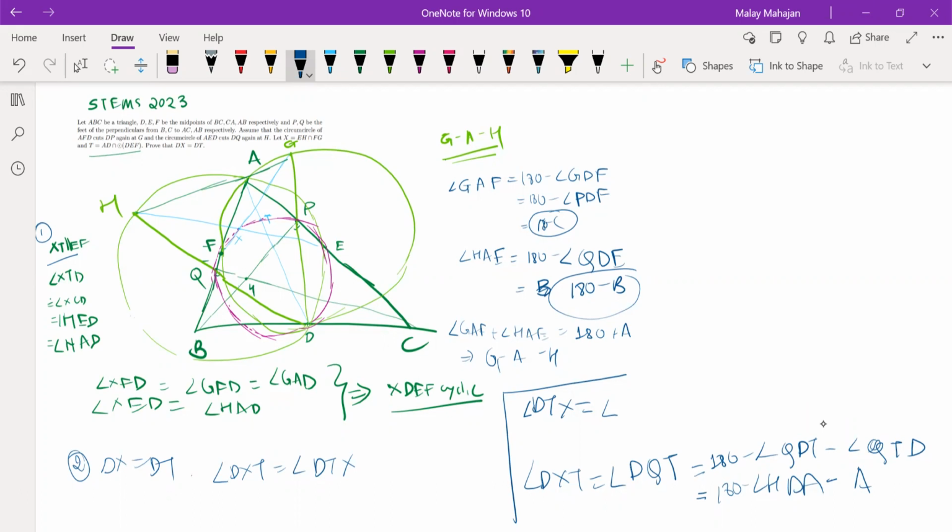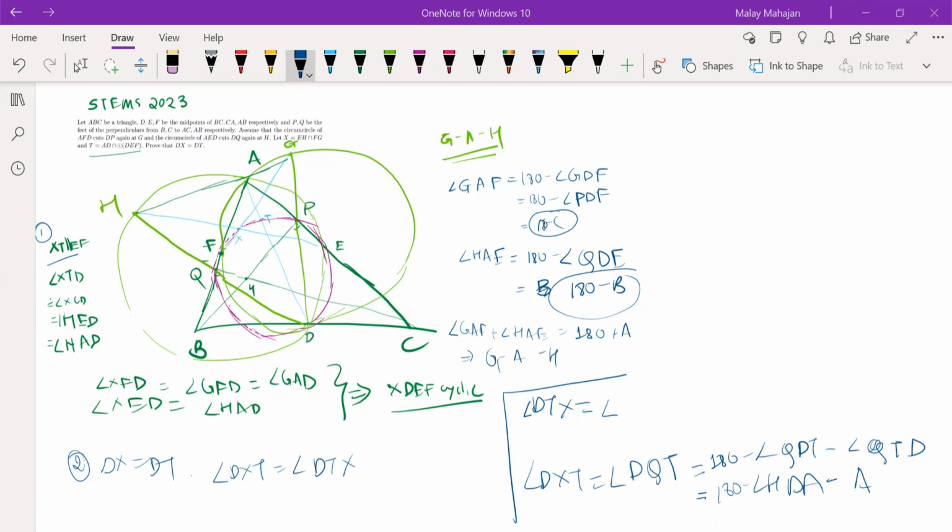Where's that? Wait, HDA. Did we mess up some 180 minus? We might have. Okay, let me check once. DXT is DQT, which is 180 minus whatever. QDT is HDA. Yeah, it's correct. So we want to show that 180 minus HDA minus A is angle HAD. Yeah, because we found DTX from there, right? From the first thing you wrote.